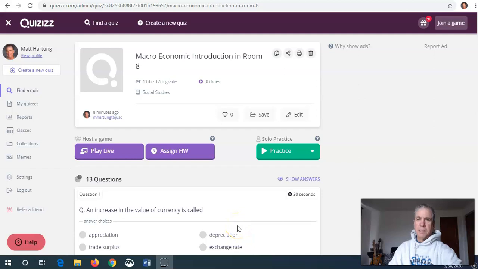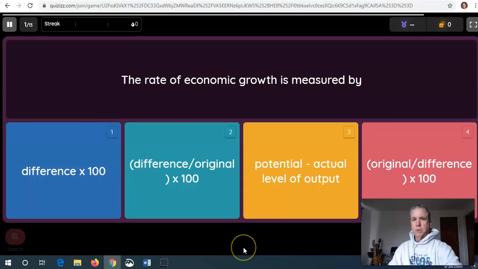Let's take a look at some basic macroeconomic concepts, which could be helpful to you for that recent reading that I gave you on the current state of the economy regarding the national deficit. So here we are with question 1, the rate of economic growth.